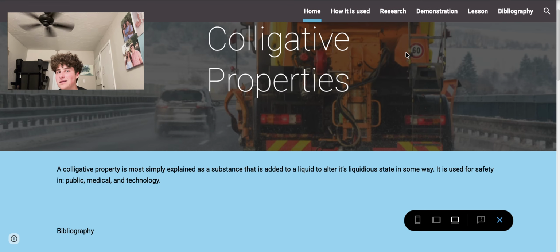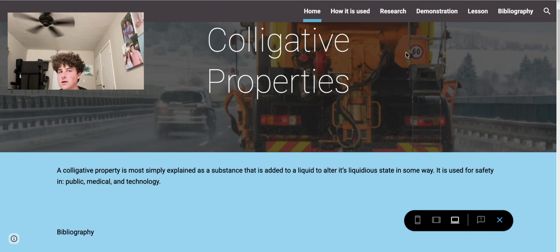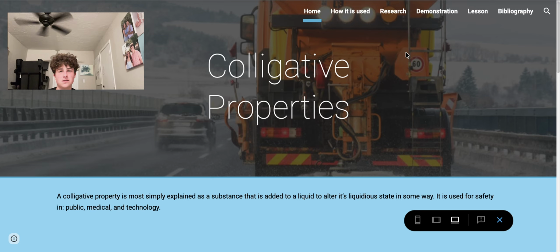I say that a colligative property is most simply explained as a substance that is added to a liquid to alter its liquid state in some way. So that means that it's used for safety in public, medical, and technology.